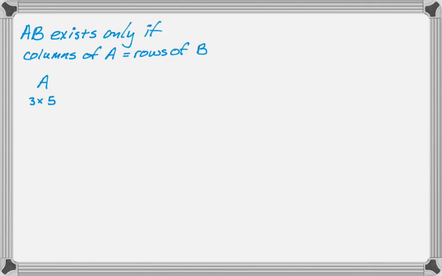So let's look at that. Let's say A is a 3 by 5 matrix, so 3 rows, 5 columns. And B is a 5 by 4, so 5 rows and 4 columns. These numbers are the same, so 5 equals 5. So we can multiply them, and then the result is going to be a 3 by 4 matrix. That's the comparison that you have to do.